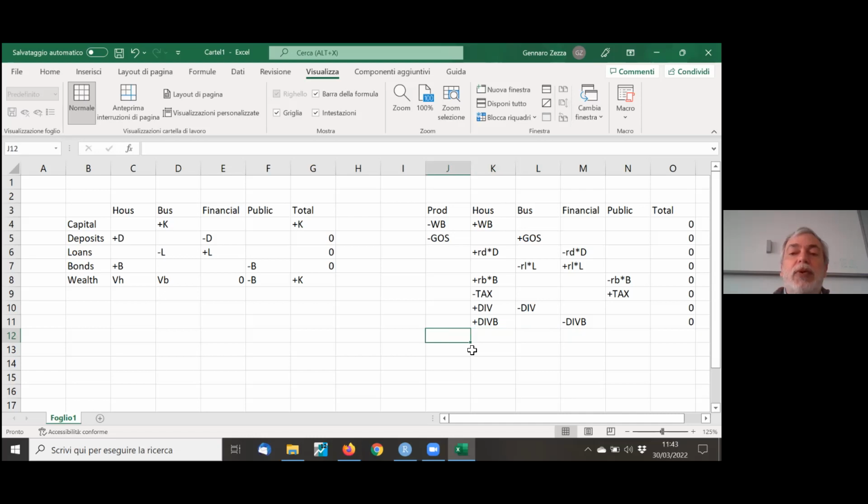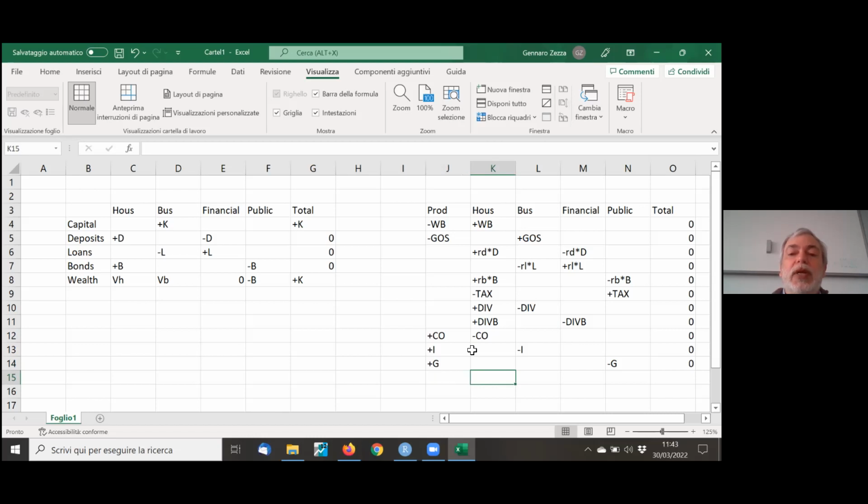And now we need to have the expenditure, so we will have consumption. We have to have investment, let's call it I, and we want to have public expenditure. And this should lead to the net lending of each sector. So the sum of the first column now should be 0.